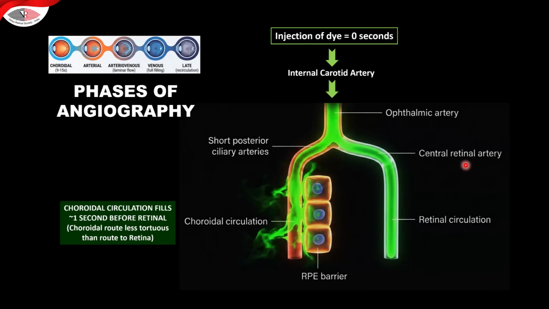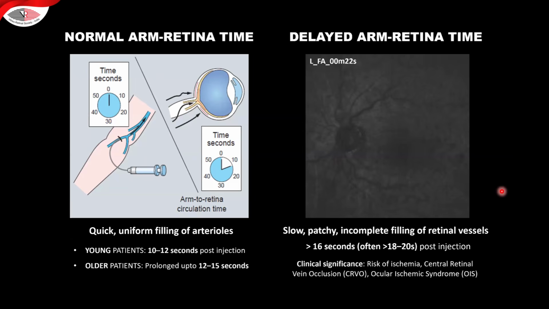So the phases of angiography. Before that, we just need to see that it comes from the internal carotid arteries, and it partly goes through the short posterior ciliary arteries to the choroidal circulation, which is a shorter, less tortuous route, and comes quicker here. And then the other part goes to the ophthalmic artery, central retinal artery, and then into the retinal circulation eventually.